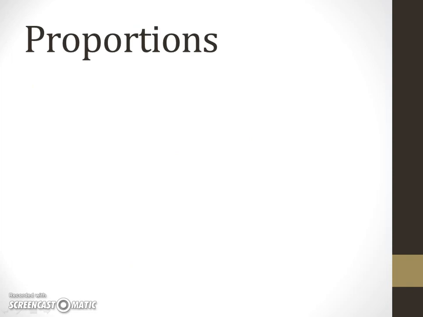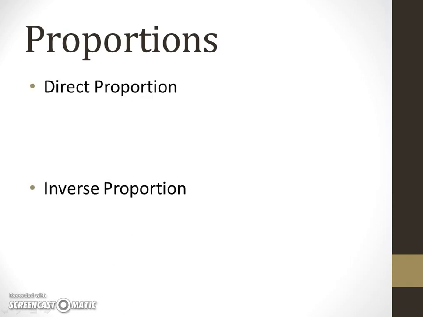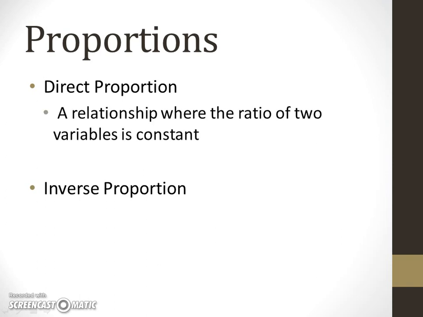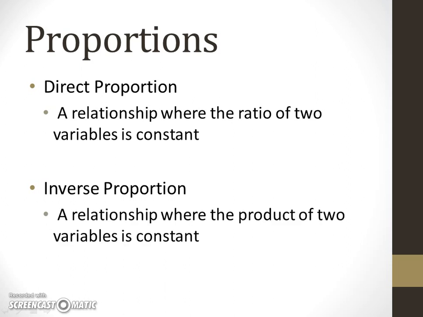So proportions, when we talk about our graphs, everything needs to be proportionate. We have direct proportions, which means that there's a direct correlation where there's a ratio that's constant. So think about direct being a division problem. And then we have an inverse proportion where it's the product of two variables, or a multiplication problem.